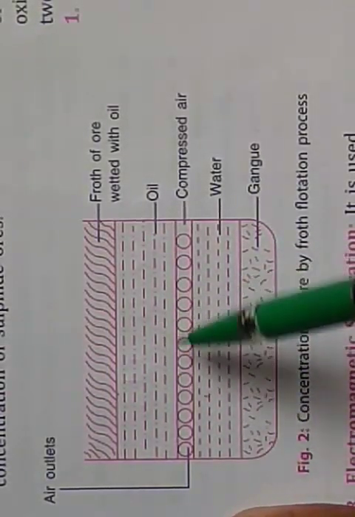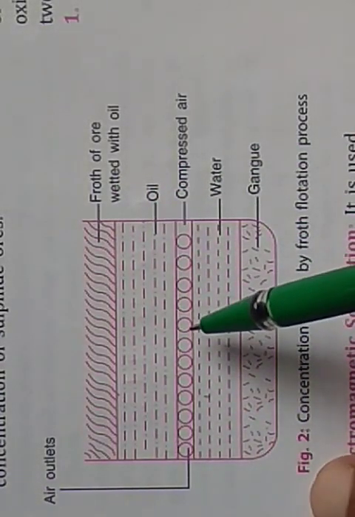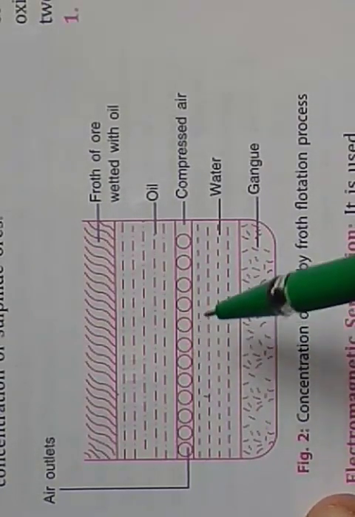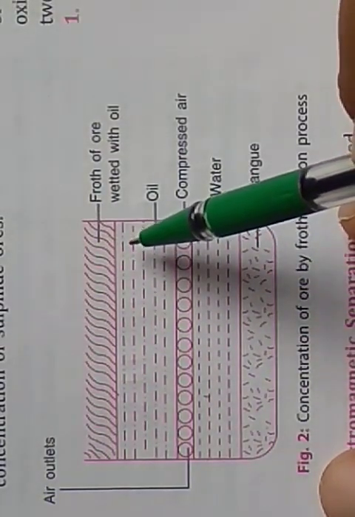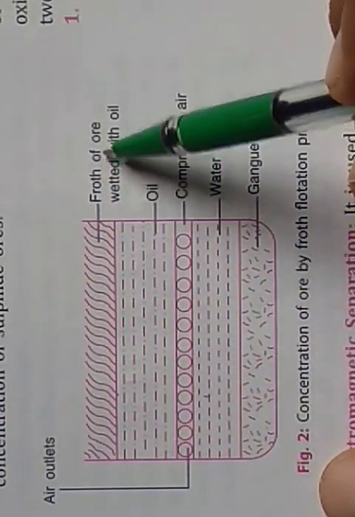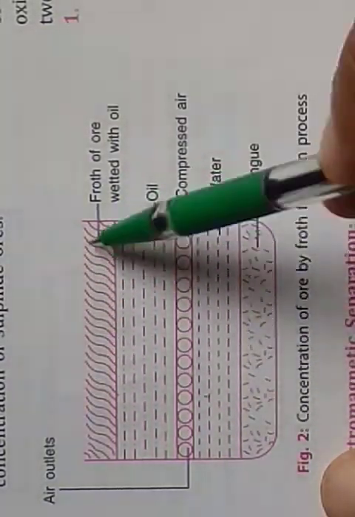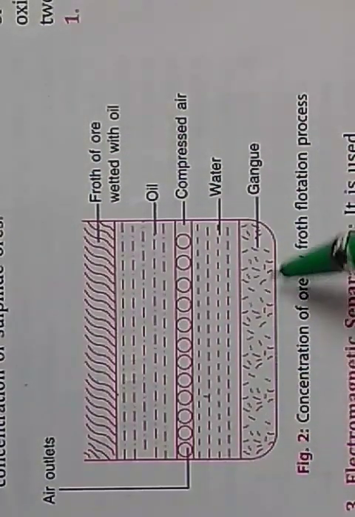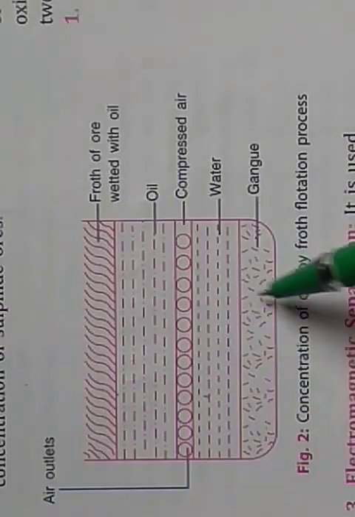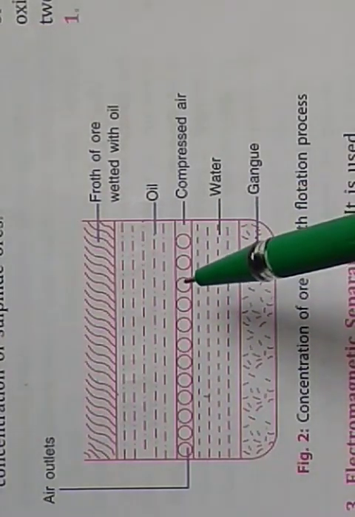The compressed air agitates the mixture, mixing the oil and water with the ore, and forms foam. The ore particles that get wetted with the oil form a froth on the top, and this froth of ore can be scooped out, while the gangue remains in the container below in the water. Generally, this method is used for the concentration of sulfide ores.